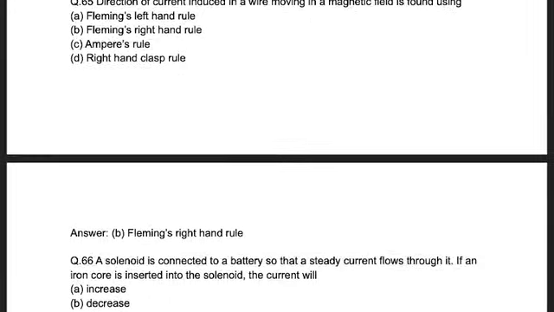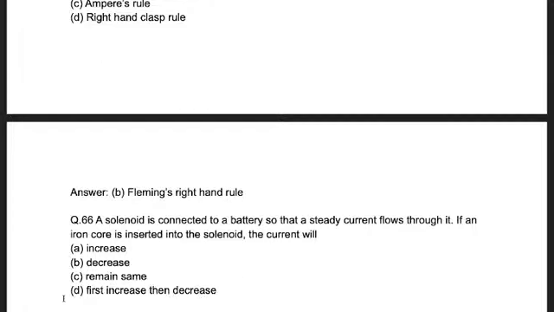Question number 66. A solenoid is connected to a battery so that a steady current flows through it. If an iron core is inserted into the solenoid, the current will, option A, increase, B, decrease, C, remain same, D, first increase then decrease. Very good. The answer is B, decrease.